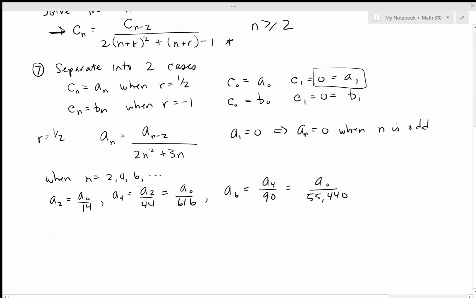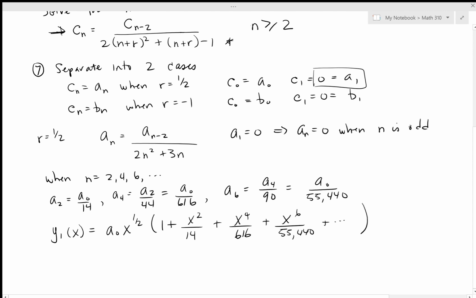Well, I can keep going, and that allows me now to write out the first of the two solutions for my differential equation. That is going to be y1 of x is going to be A0 x to the 1/2, times (1 plus x squared over 14 plus x to the 4 over 616 plus x to the 6 over 55,440 plus ...). There it is there.